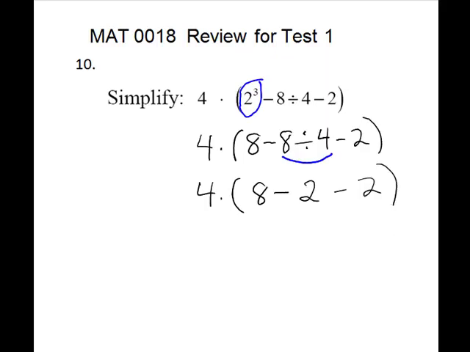We're going to work left to right with the subtraction. So 8 minus 2 is 6, and we can continue because it's the same level. 6 minus 2 is 4.